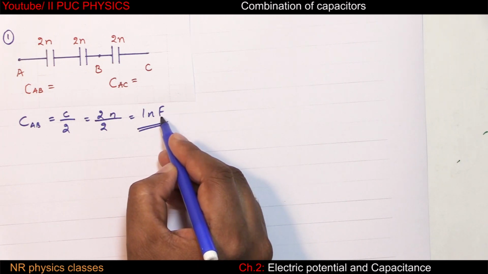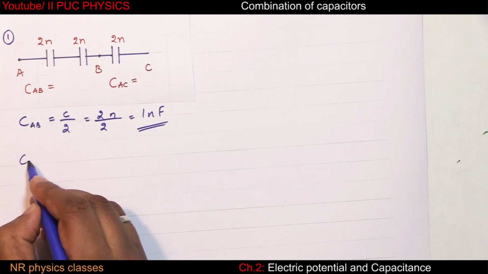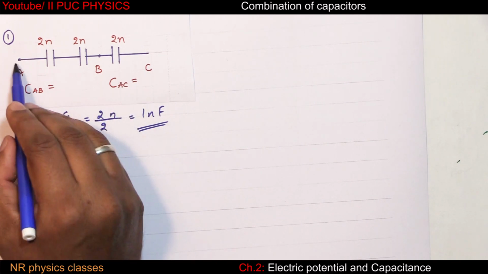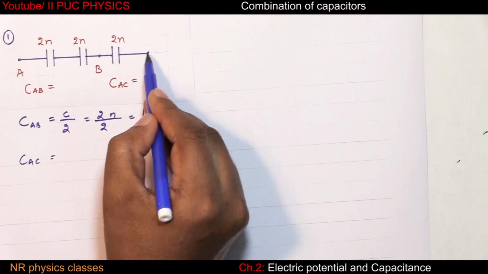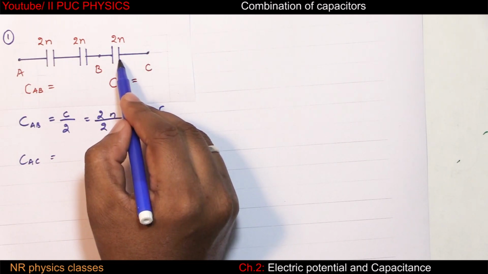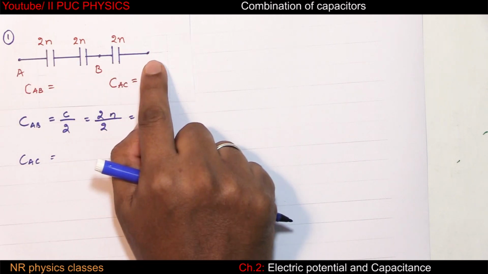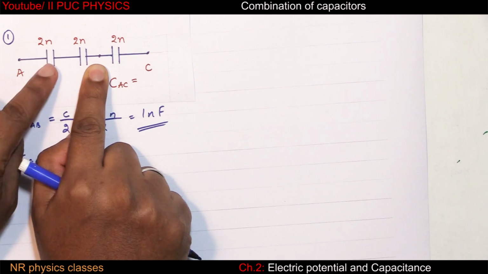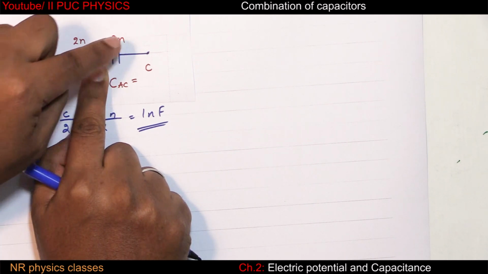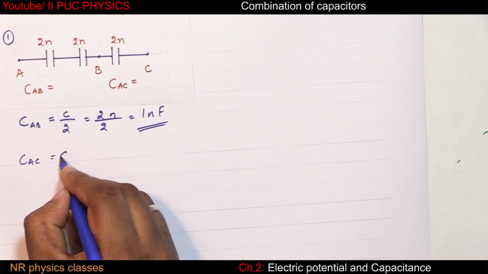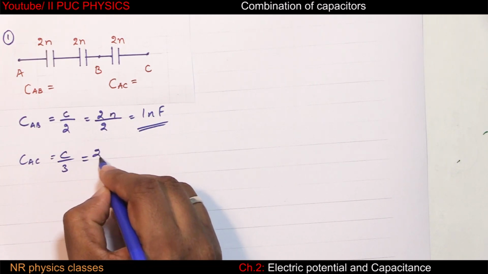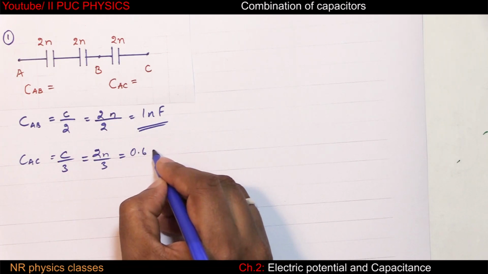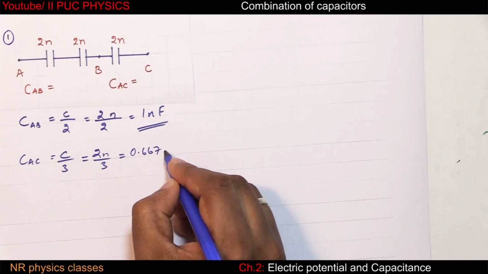So SI unit is farad. Now let us find CAC, capacitance across A and C. Across A and C, there are 3 capacitors in series. Since we want across A and C, don't worry about B. Therefore, 2 nano, 2 nano, 2 nano, these 3 are in series. Therefore, it is C by 3, 2 nano by 3. 2 by 3 is 0.66667 nanofarad.